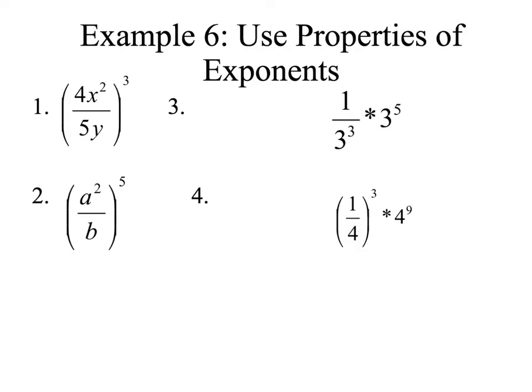So in problem 1, I have 4 separate pieces. I have the 4, the x squared, the 5, and the y. The 4, the 5, and the y all have exponents of 1. The 3 that is outside the parenthesis has to multiply to each exponent inside, giving me a final answer of 4 to the 3rd, x to the 6th, over 5 to the 3rd, y to the 3rd.